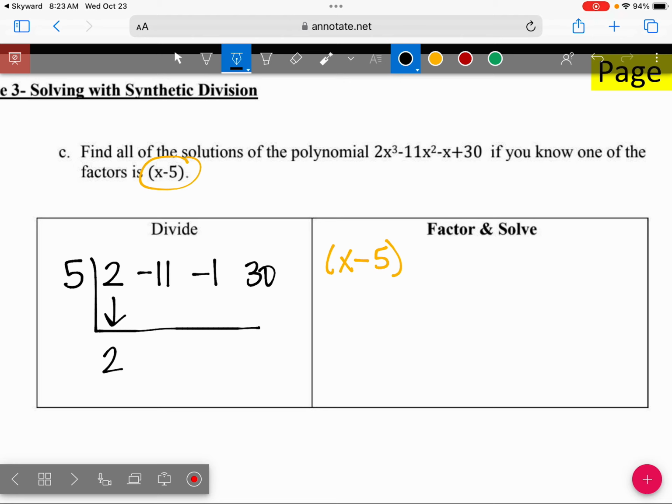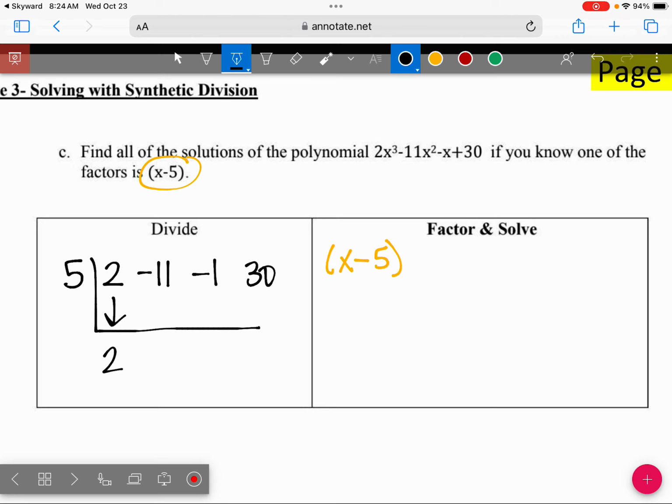What happened? I didn't know this was skipped. Oh, did I skip B? Yeah, I skipped B going to C. B was too easy, so I said let's do something a little harder.